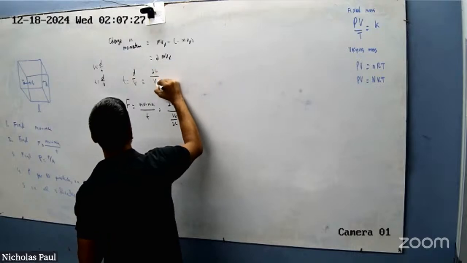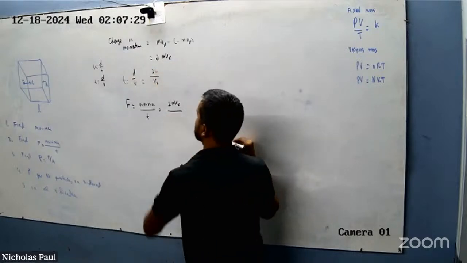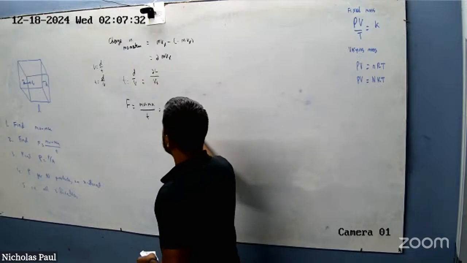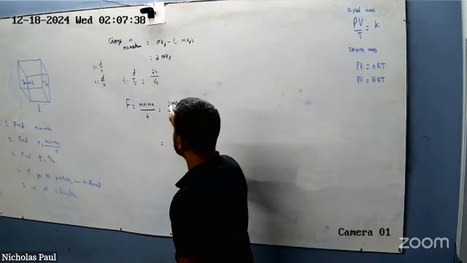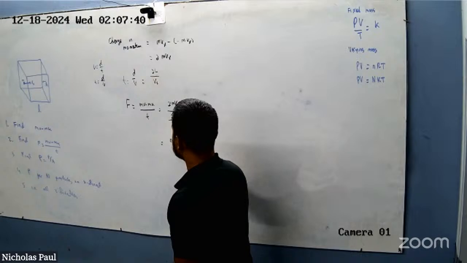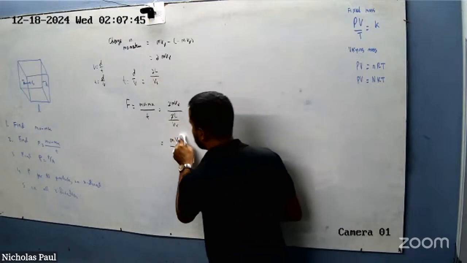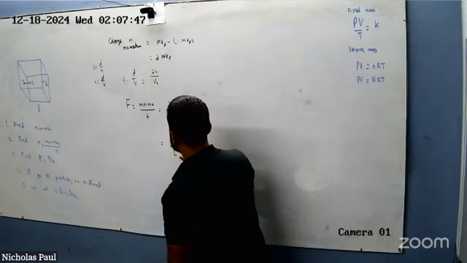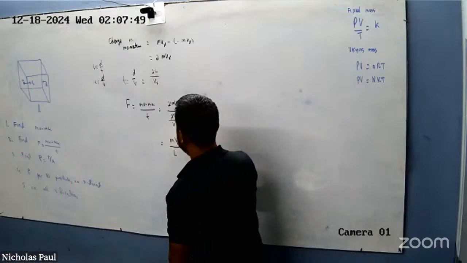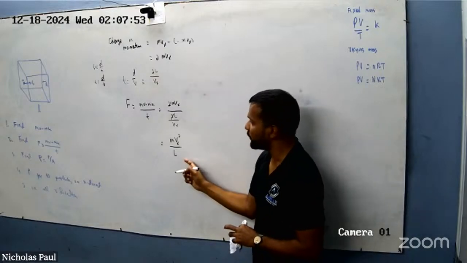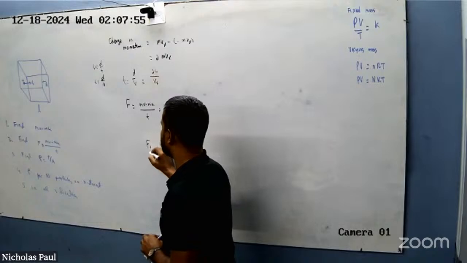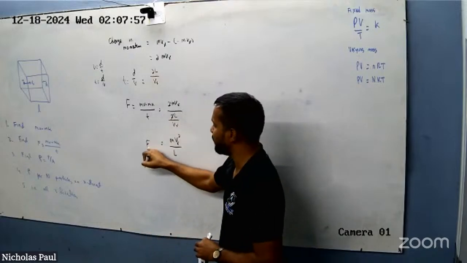I'm sorry. Now, this is 2L on vx. The vx will flip up and the 2's will cancel. So you'll get mvx squared all over L, with the x as a subscript. Everybody okay with that? So here we have the force exerted by one particle moving in the x direction.